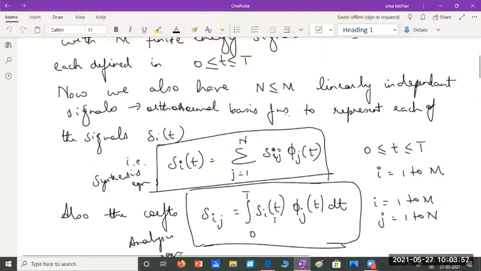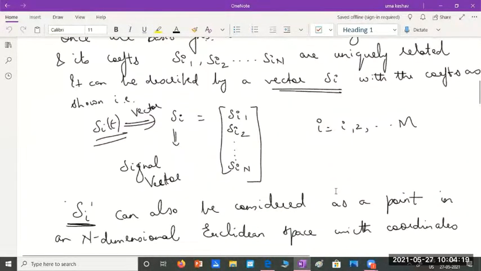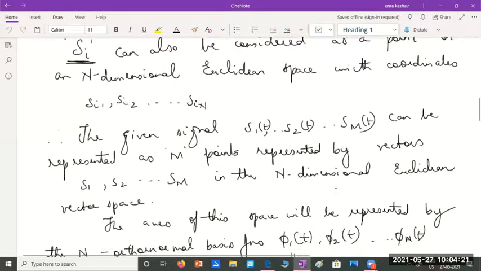We were discussing how to find the values of the basis functions phi 1, phi 2, so on till phi n. And we also discussed how to find the values of their coefficients Sij, given i varies from 1 to m and j varies from 1 to n. So how do we find these two values, we discussed.